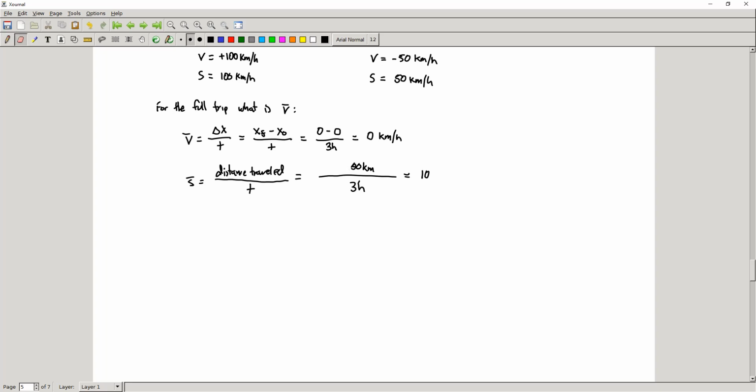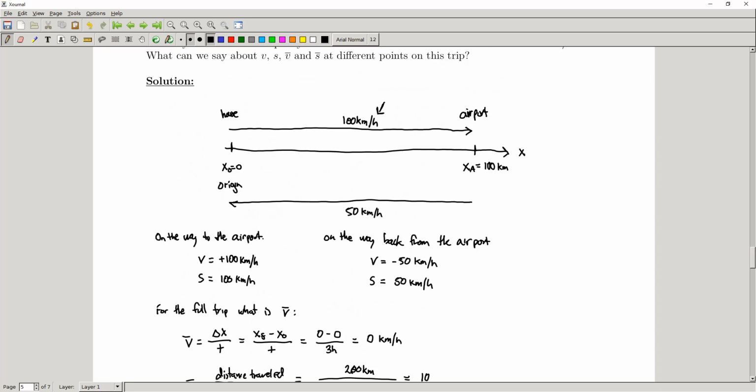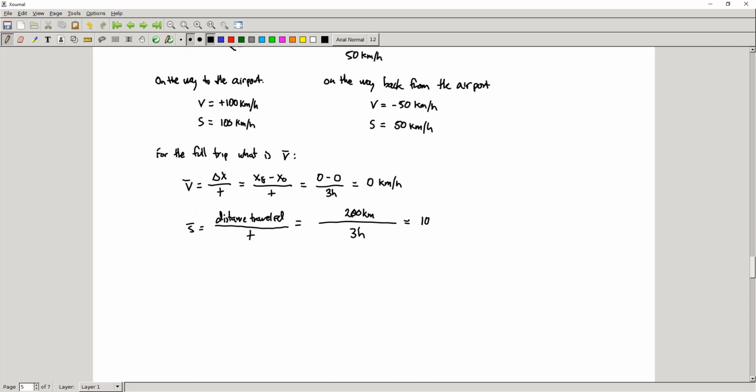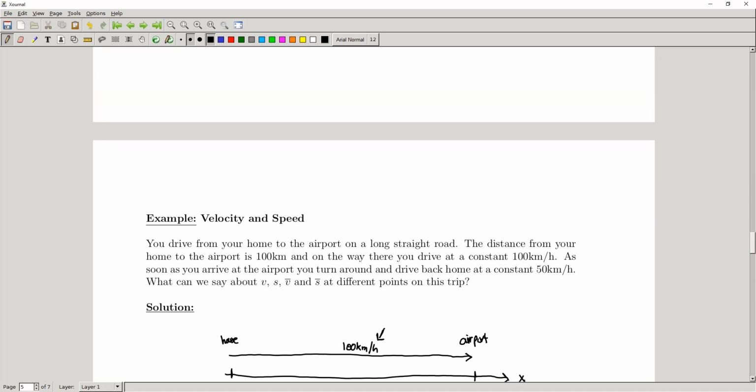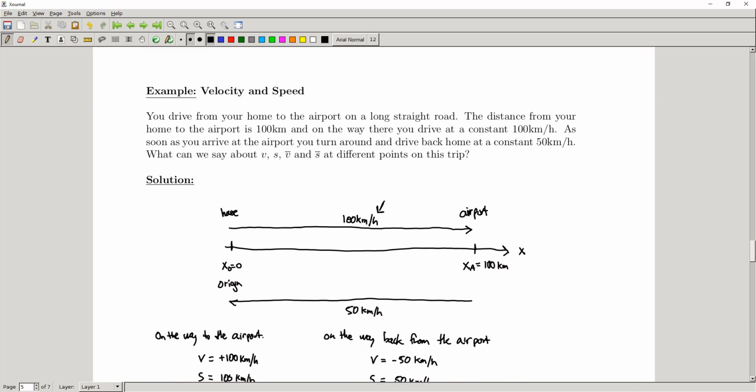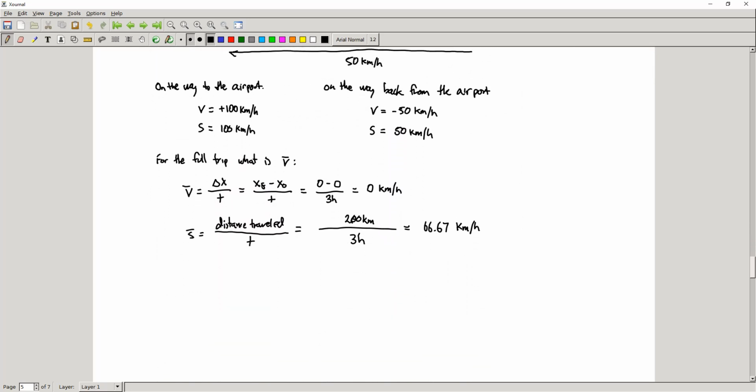I confused myself there. It's actually 200 kilometers, right? Because it's 100 kilometers in one direction and another 100 coming back. Sorry about that. And so we end up with 200 divided by 3. That's going to give us something like 66.6 kilometers per hour, or I guess this would work. Okay. And so this is just a quick demonstration of the difference between velocity and speed, both instantaneous and average. Okay.